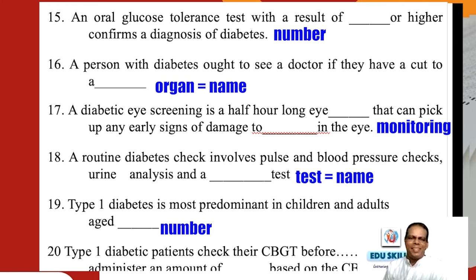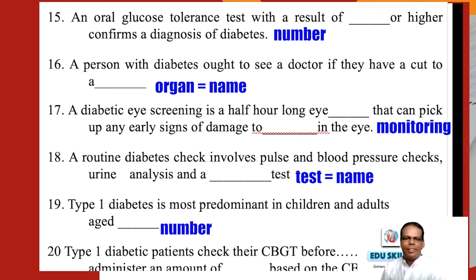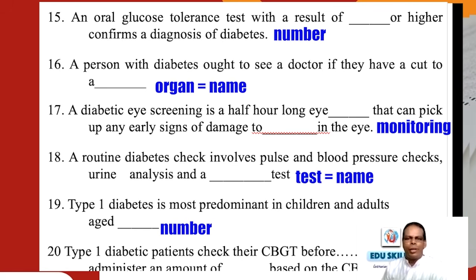Definition. Type 1 diabetic patients check their CBGT before dash and administer an amount of dash based on the CBGT. Management, procedure. Usually before what? In medical terms, before the meals, after the meals, before supper, after supper, and management. Administer an amount of how many doses?